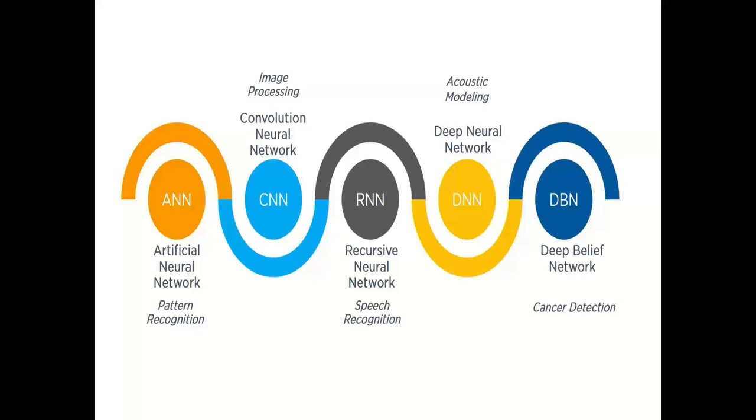Artificial neural network is used for pattern recognition, CNN used for image processing, RNN used for speech recognition, deep neural networks are used for acoustic models, and DBN used for some types of medical diagnosis.